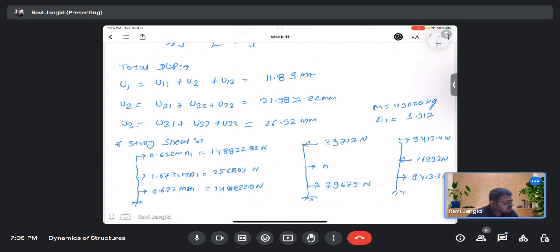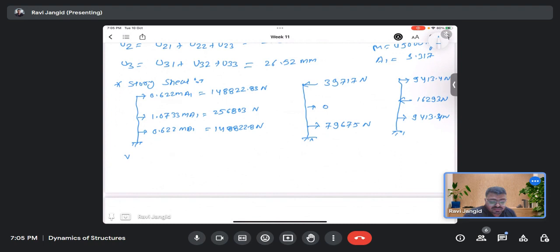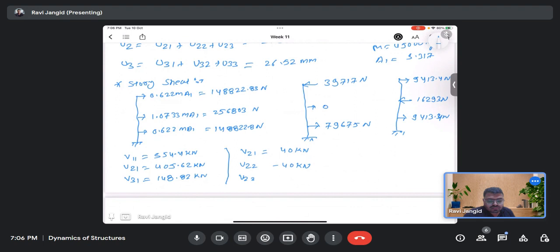Okay, so if you calculate your B11, it is coming out to be 554.4 kilonewton, B21 is 405.62 kilonewton, B31 is 148.82 kilonewton. Similarly, V21, V22, V23 is around 40 kilonewton. You can write directly minus 40 kilonewton, plus 40 kilonewton.